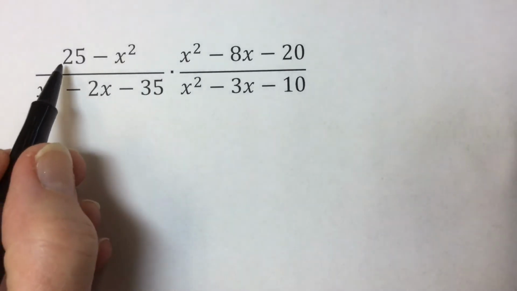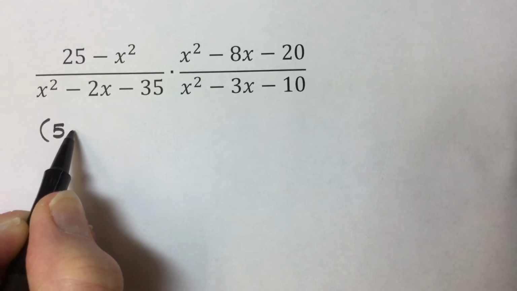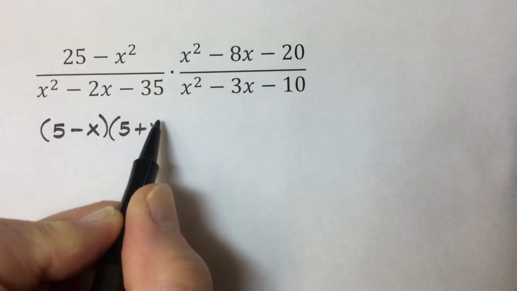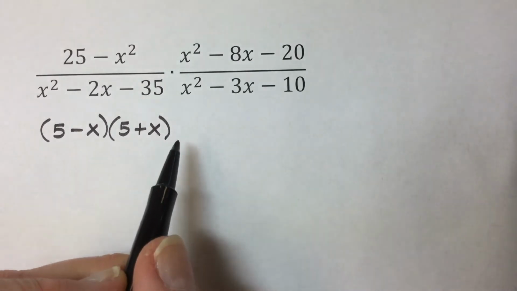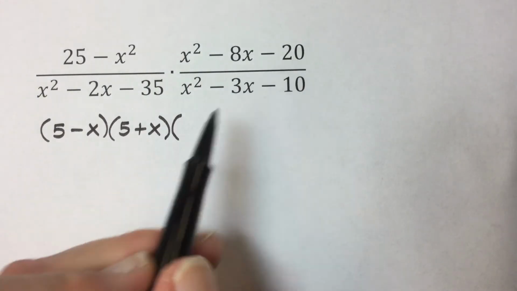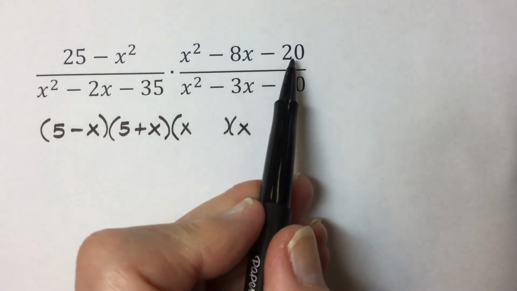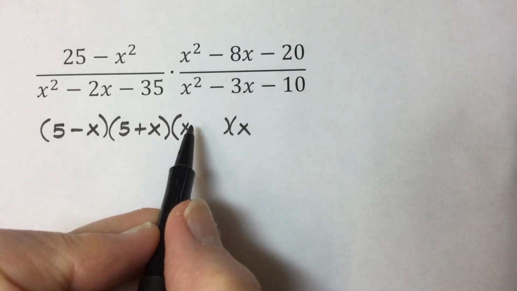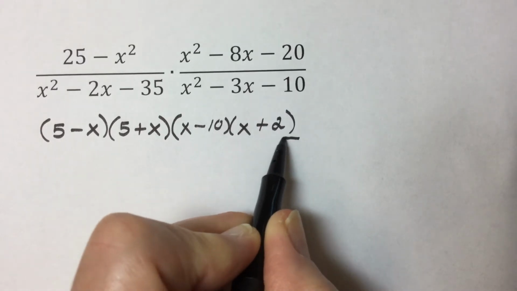Factor first, 25 minus x squared. We have two terms. Is it a difference of squares? It is. Square root of the first minus square root of the second, square root of the first plus square root of the second. Multiplying that numerator times the numerator of the second rational expression and putting it, rather than in its current form, in factored form is x for the first term, factors of negative 20 that add up to be negative 8, one positive, one negative, will be a negative 10 plus 2 for the last two terms.